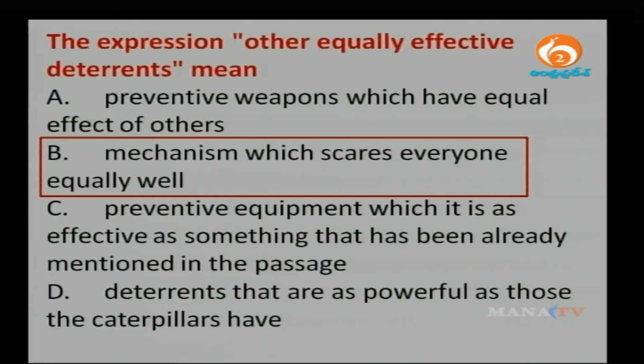If the caterpillar has long claws, the birds will get scared. If it has very strong jaws, it will get scared. Even though it doesn't have these two, it's equally effective when it's bright in color and tastes very bad. That's why option B is the correct answer, a mechanism which scares everyone equally well.